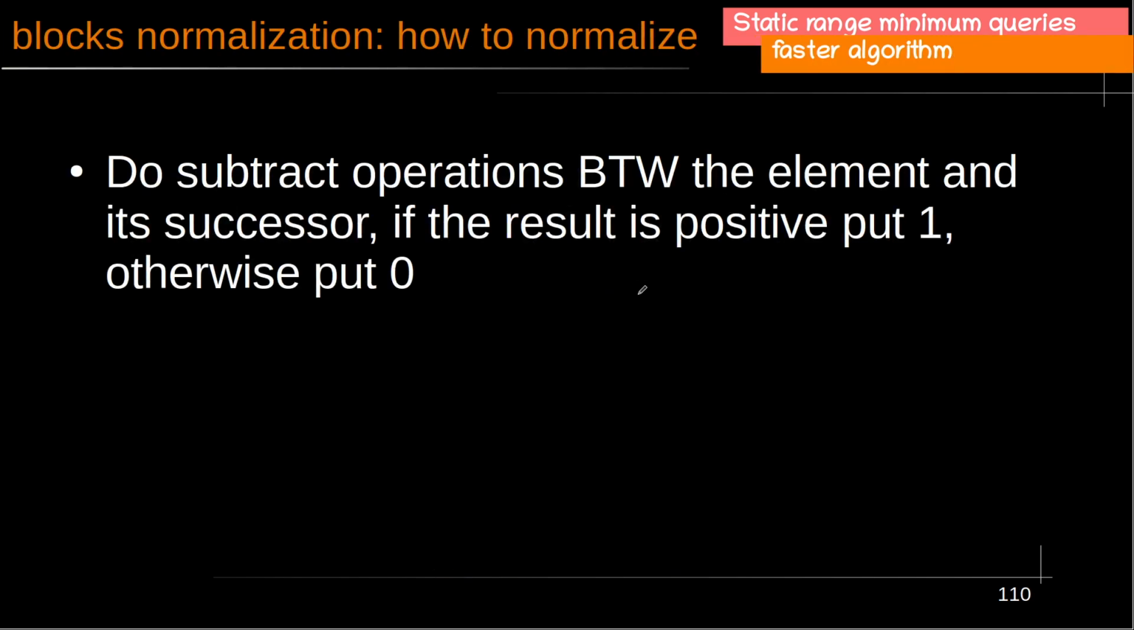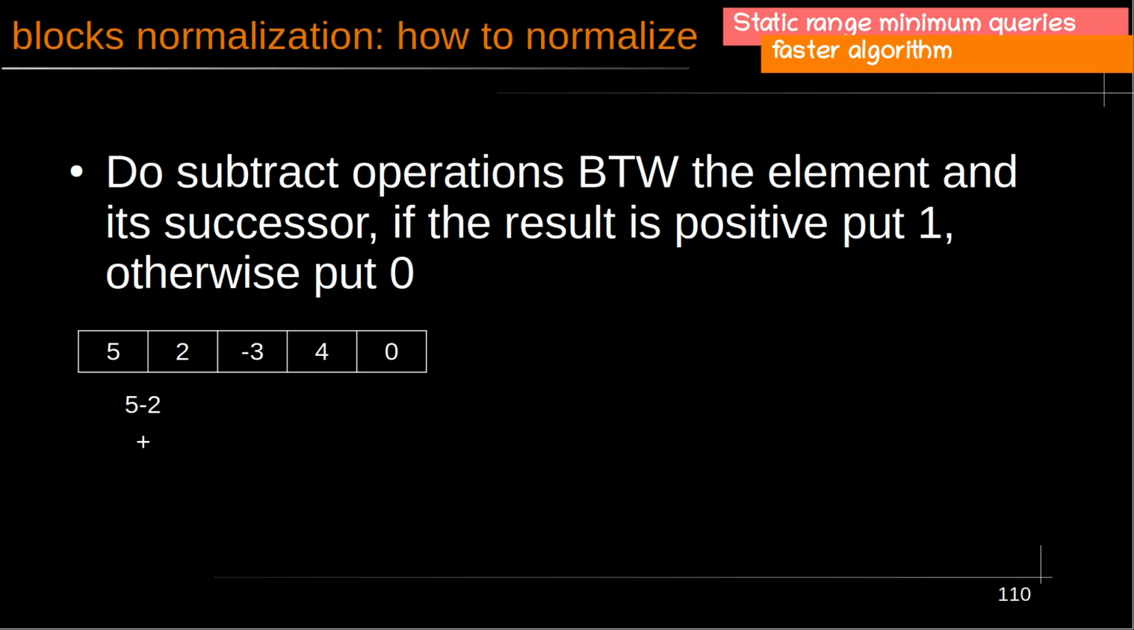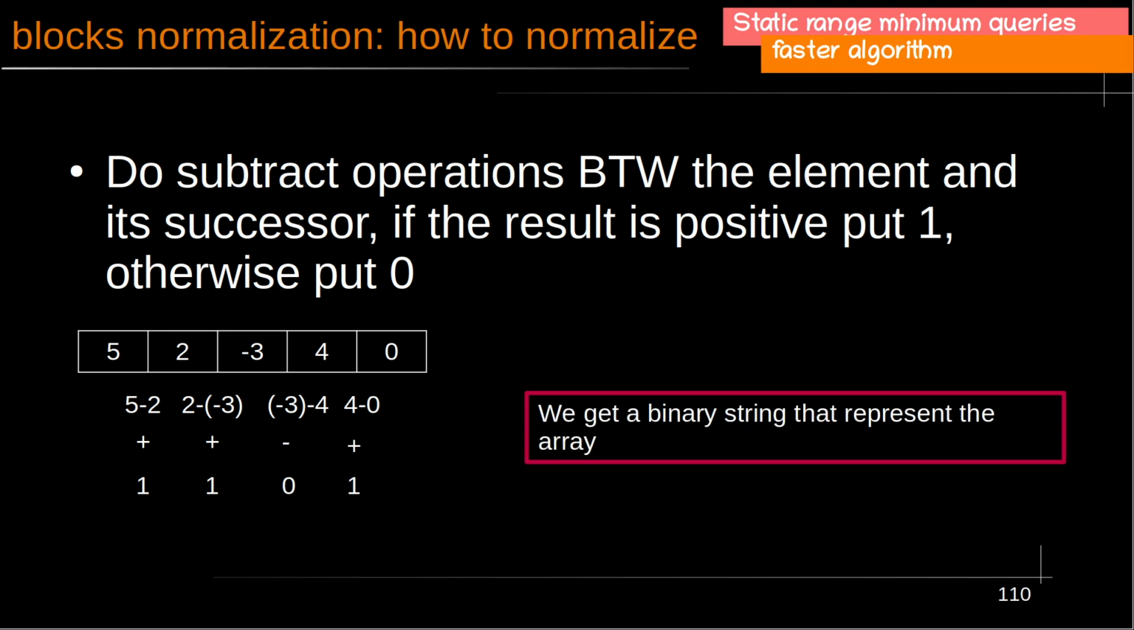One way to normalize is to do subtract operations between the element and its successor. If the result is positive, we put 1, otherwise we put 0. For example, here, if I take this array, 5 minus 2 is a positive result, so we put 1. 2 minus 3 is negative, so we put 0. Minus 3 minus 4 is a negative result, we put 0. 4 minus 0 is a positive result, we put 1. So we get a binary string that represents that array. So that array could be represented using this binary string.